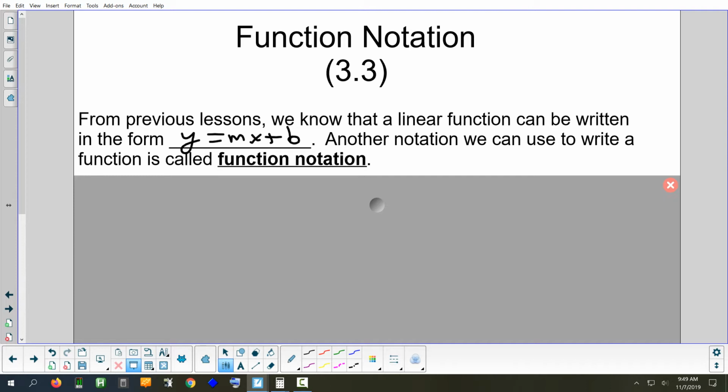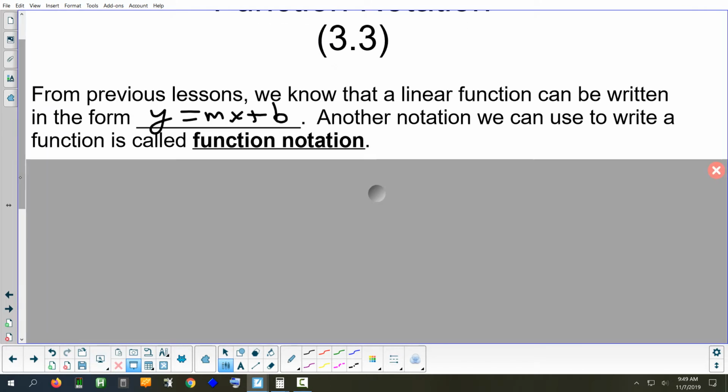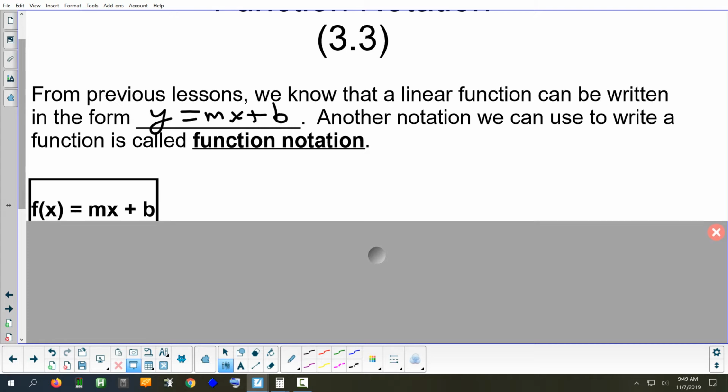Another notation that we can use instead of y equals mx plus b is called function notation. It's not doing anything different. It's just a different way of writing the exact same thing. Function notation is more common when you do stuff in Algebra 2. When I teach pre-calculus, that's all that I use. I don't really use y equals. It's a little different, but it means exactly the same thing.